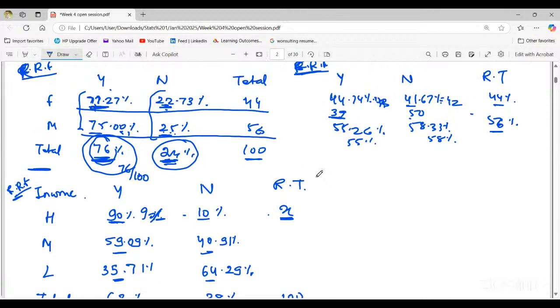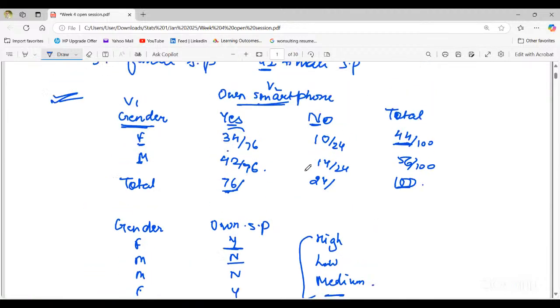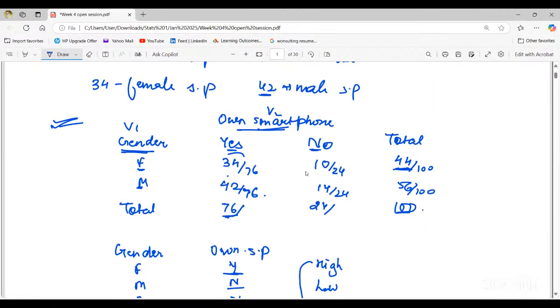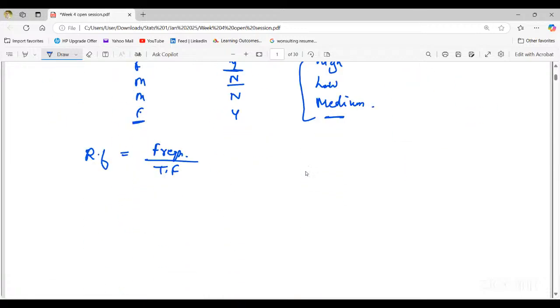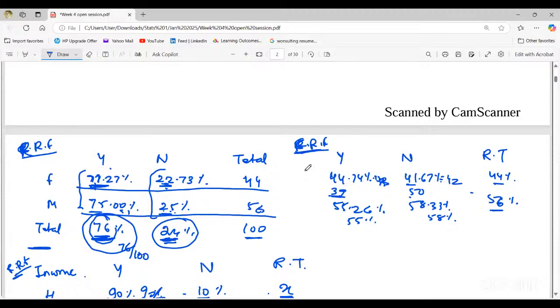See, here this is 77.27. How did I calculate this? I had this number, right? It is 34 divided by 44. This is 34 divided by 44. So, this is column. If I had calculated it by 34 divided by 44 and converted this into a percentage form, I would be getting this number, 77.27%. Correct? Yes.